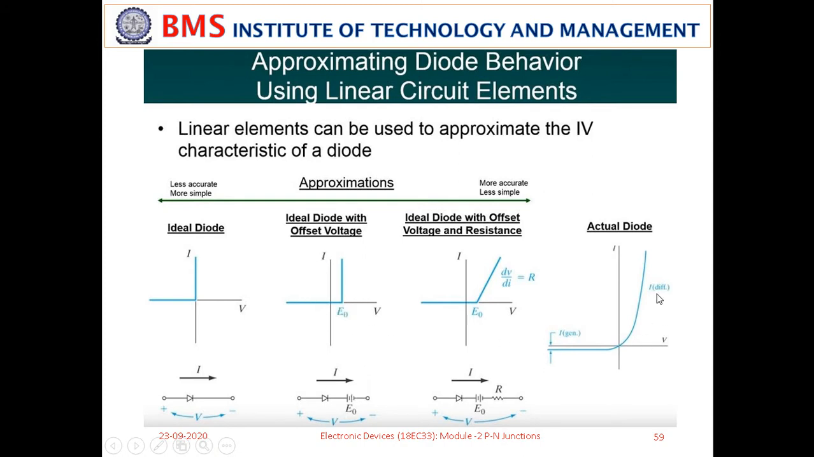Even though it looks like the actual characteristics, certain parameters are missing even here. This is much better than the ideal diode model, but here we have an ideal diode with an offset voltage. E naught is called the offset voltage. It represents, in the actual diode, the barrier potential, the contact barrier potential, which we have taken as E naught here. But the one missing thing is that the PN diode has resistance: the neutral N layer and neutral P layer offer resistance, which is not shown in this model.